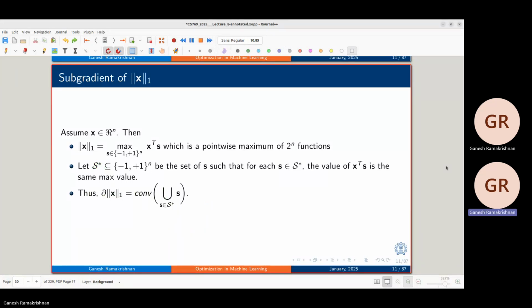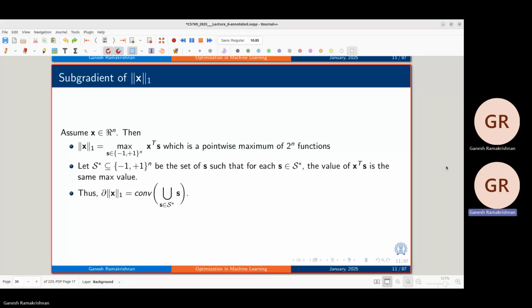Okay, so this is exactly what I wrote. Now, what is the subdifferential of S star X? S star or S transpose X. What is the subdifferential of this? This is simply... Now I have simplified, right? S transpose X for a single S. What is the subdifferential of S transpose X? It is simply S. Okay. So I revealed that on the board by mistake. I wanted to hide that, but nevertheless.